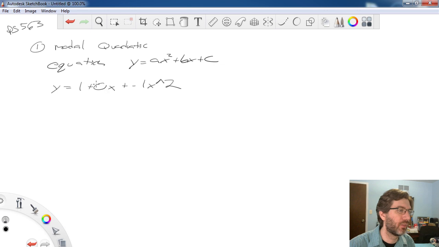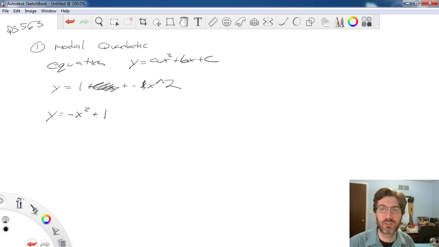You know this is not necessary. 0 times x is just 0. And you know that we don't write that 1 in front of that, and we don't write exponents like that. So it's going to be negative x squared plus 1 equals y. And that is the equation to model that situation.